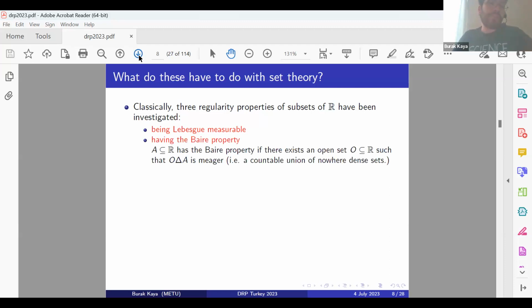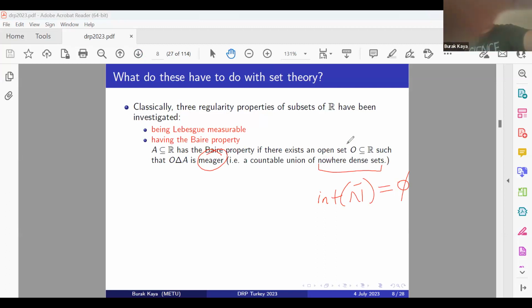The second property is called having the Baire property. Having the Baire property means that you're almost open from a topological perspective. What do I mean by this? There's a topological notion of smallness. It's called meagerness. Meager means that you're a countable union of nowhere dense sets. Nowhere dense means your closure has empty interior. If your closure has empty interior, you're called nowhere dense. And if you're a countable union of nowhere dense sets, you're meager. So topologically speaking, these are small sets.